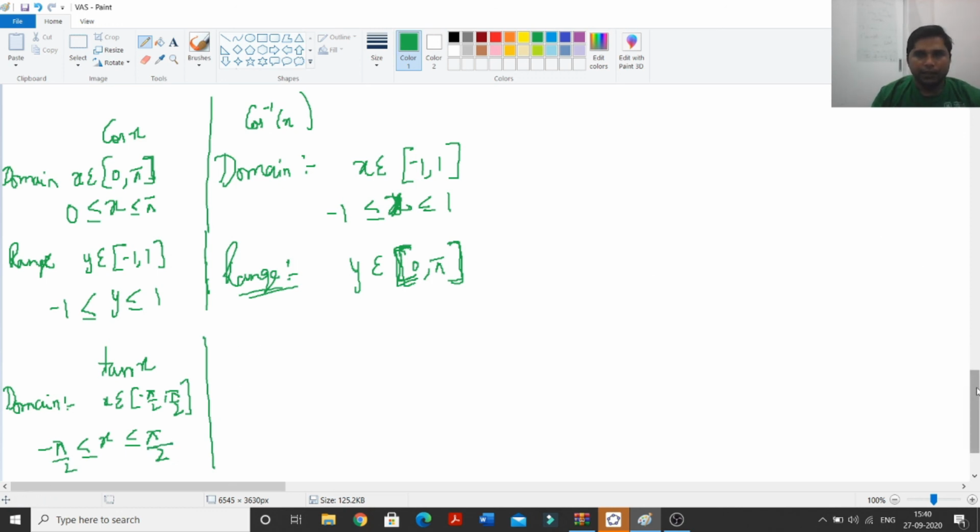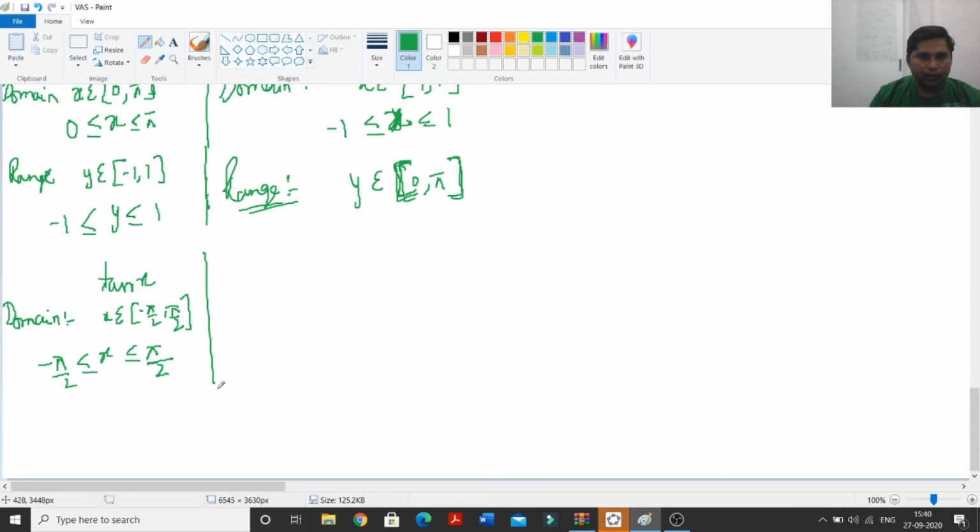and the range of tan x, we know that it is minus infinity to infinity, that is all real numbers, or you can also write minus infinity to infinity, right? Or you can write that y belongs to minus infinity to infinity. Okay, let me write with black color, so minus infinity to infinity. That's how you can write. That's the range.